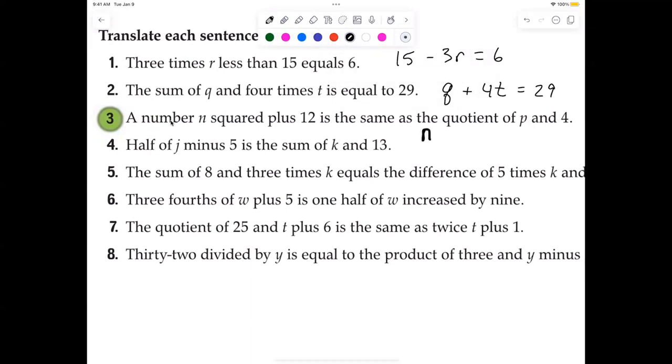So we have n squared plus 12 equals p over 4. Remember, we don't write the division symbol anymore. We write it as a fraction. I'm trying to get you to understand a fraction is just a division problem. All right, number 4, Mr. Williams, go.